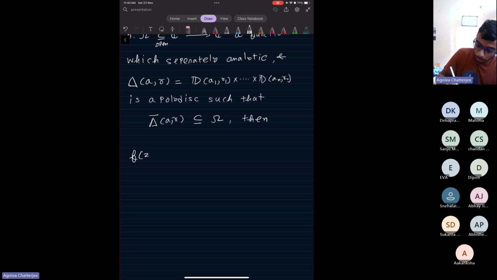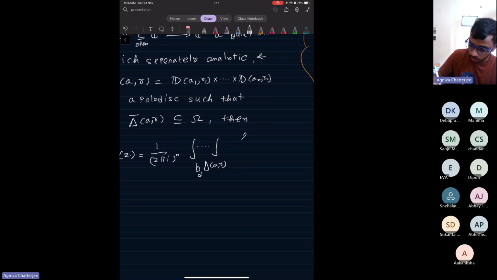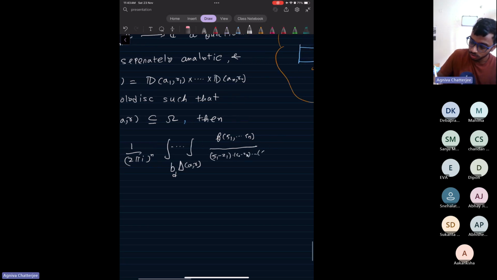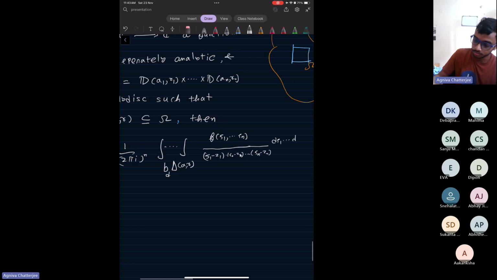If that happens, then for z, you get exactly the same sort of formula. So you have an integral over something, P Δ(a,r), what is this notation? I'll explain in a minute. f(ζ1, ..., ζn) divided by (ζ1 − z1)(ζ2 − z2)...(ζn − zn), dζ1 up to dζn.